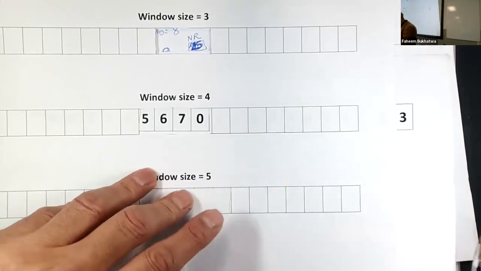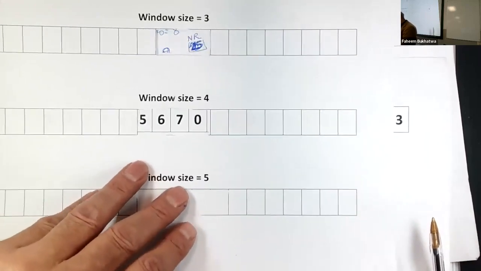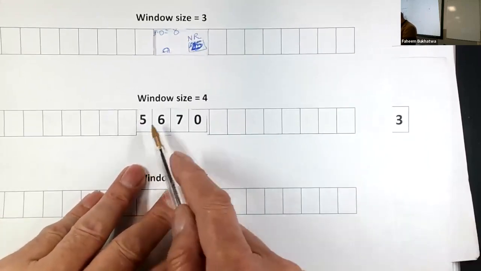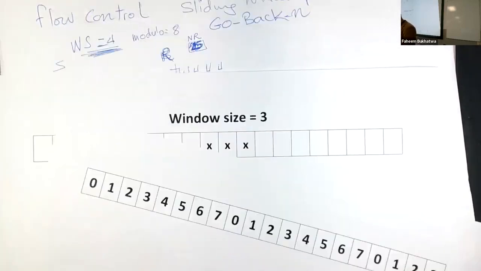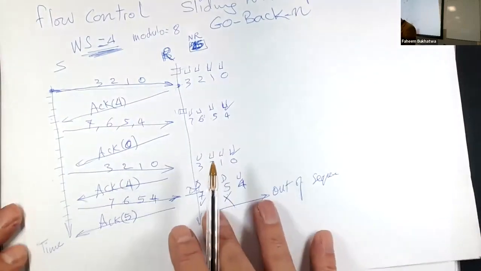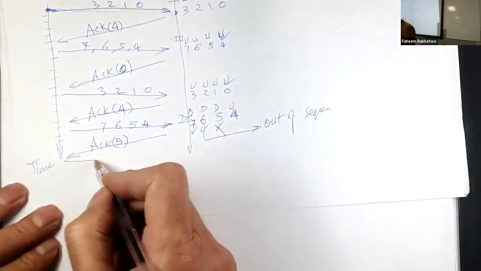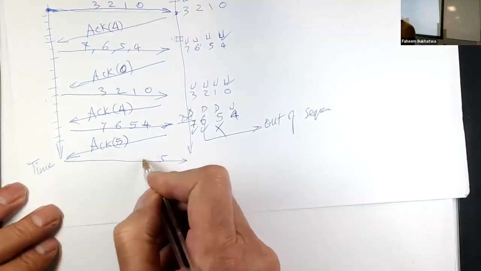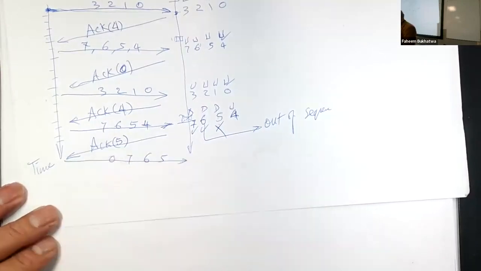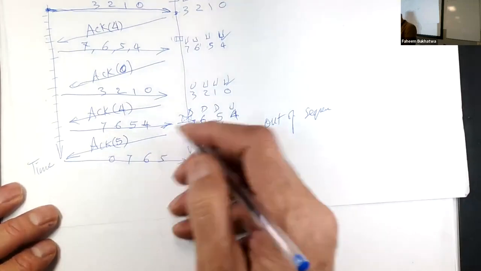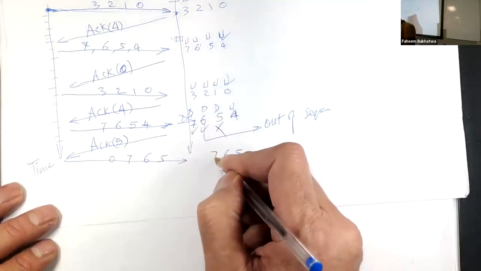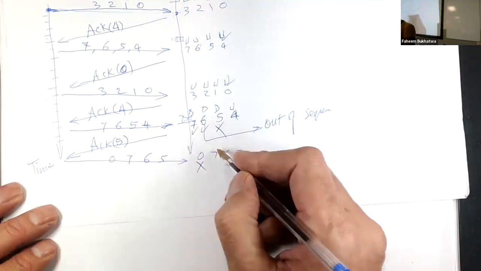So we move the window up to number 5, and the window tells you, okay, now you can send 5, 6, 7, and 0. The sender here will have to send 5, 6, 7, and 0. Okay, get that? Okay, let's say 5, 6, and 7 are good, and 0 has a problem.